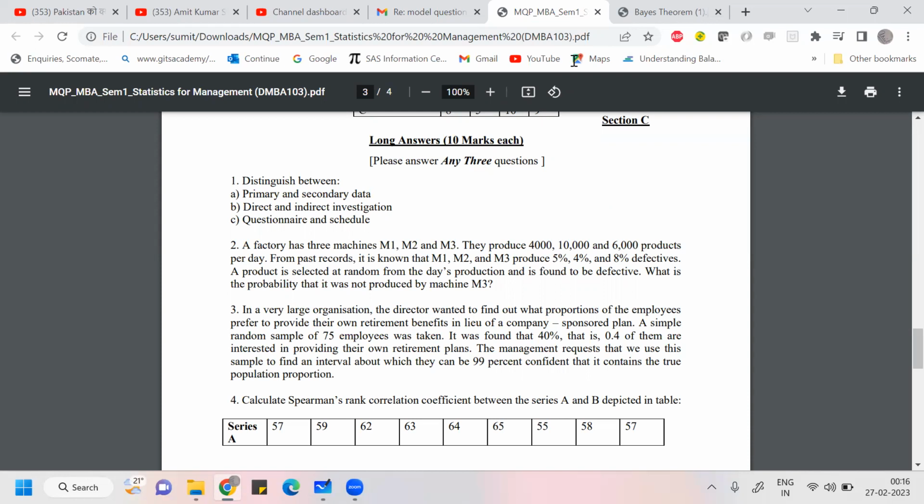From the past record, it is known that machines M1, M2, M3 produce 5%, 4%, 8% defective components. A product is selected at random from the day's production and found to be defective. What is the probability that it is not produced by machine M2? If it's not produced by machine M2, it can be produced by machine M1 or M3. Okay, not produced by M3, they're asking you.